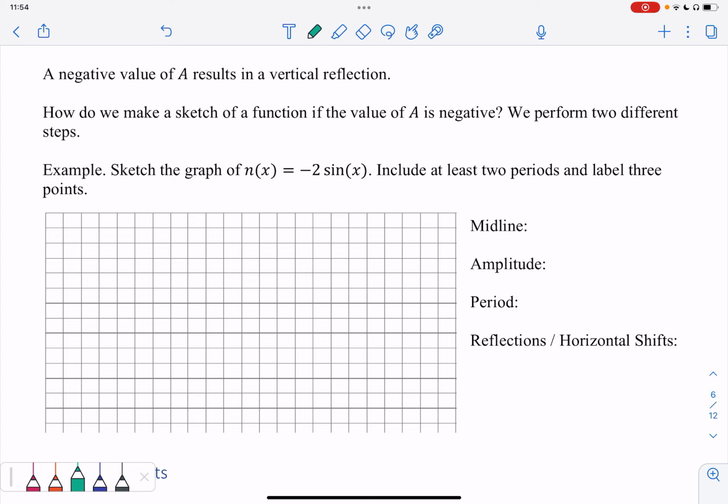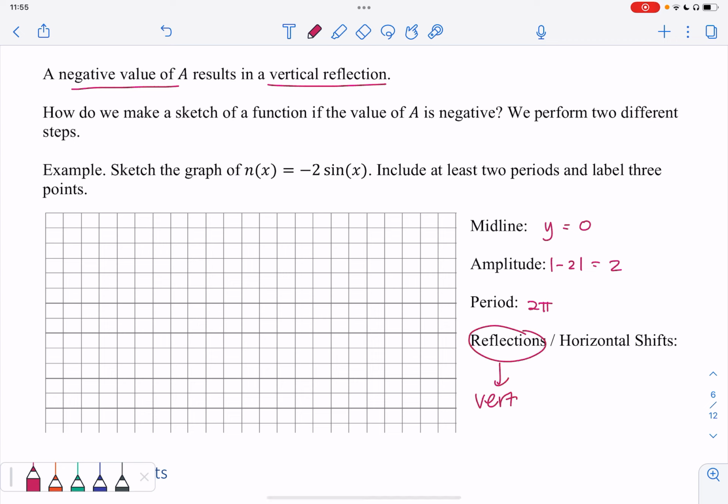All right, so I just make my notes over here. Now, what is the midline? Well, there's nothing added or subtracted at the end. So the midline is just y equals 0, which is the default. The amplitude is the absolute value of negative 2, which is just 2. The period hasn't changed, it's just 2 pi. But is there a reflection? Yes, since a negative value of a results in a vertical reflection. So, vertical reflection. All right, so I'm going to keep that in mind when I go to draw my function.